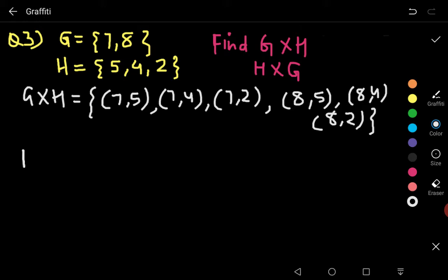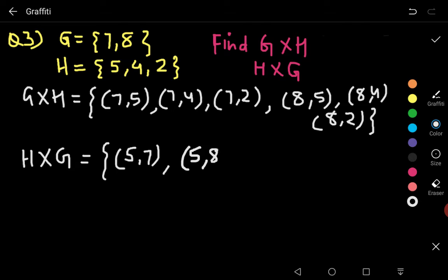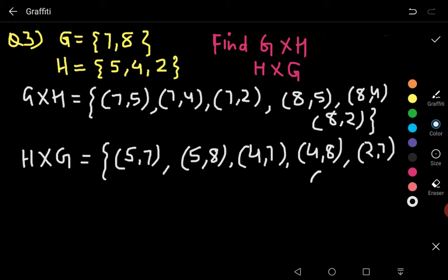Now I have to take H cross G, right? To find out H cross G, I have to take first element of H and then I have to take element of G. So it will be 5 comma 7, then 5 comma 8. Then I'm taking 4 comma 7 and 4 comma 8. Then I'm taking 2 comma 7 and 2 comma 8, and that's it.